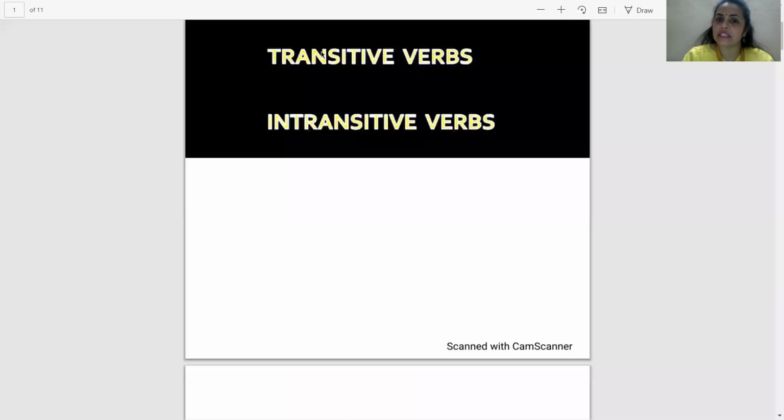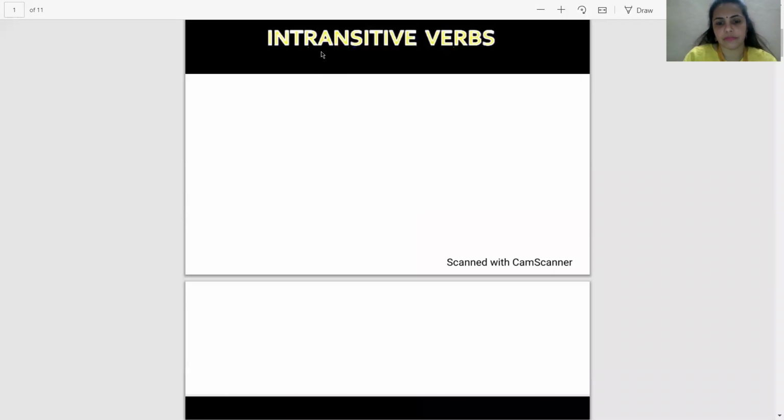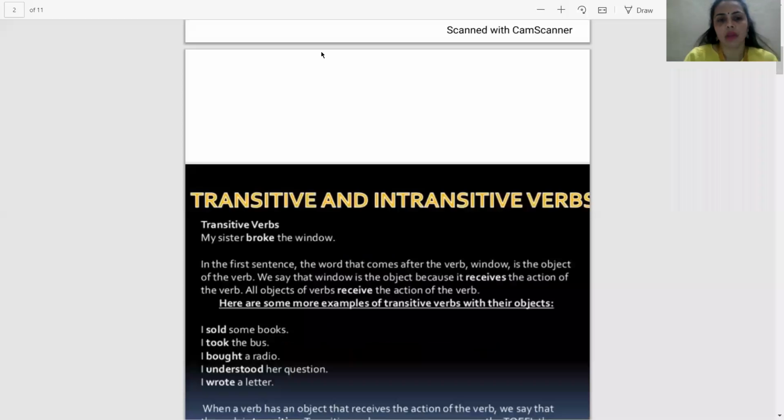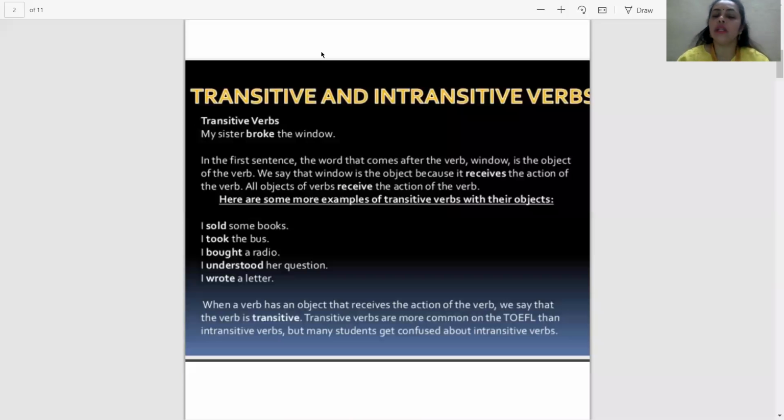Now let's see what happens. So the topic is transitive verbs and intransitive verbs. Okay, what are the transitive verbs? We will see first. Transitive verbs: my sister broke the window. Of course, the glass maybe or whatever, but my sister broke the window. Now, my sister broke what? Did you get the answer? The window. That means the breaking action has been received by the window, and the window is now completely destroyed.